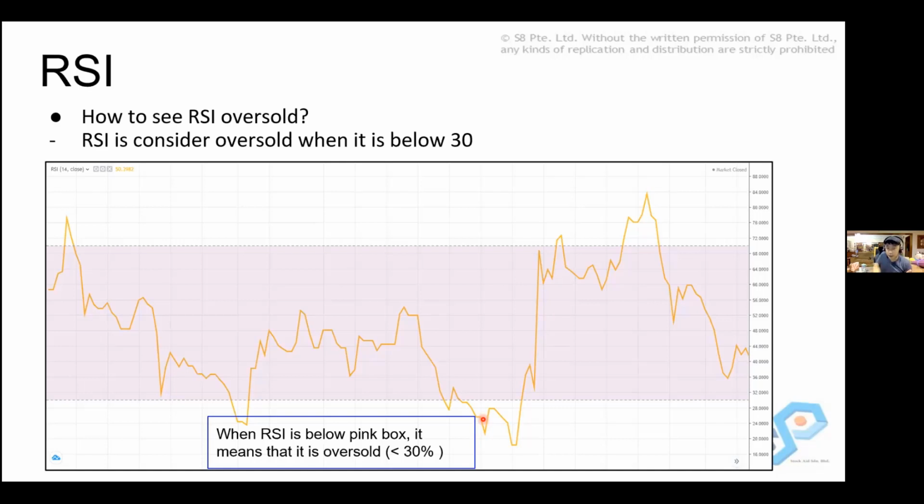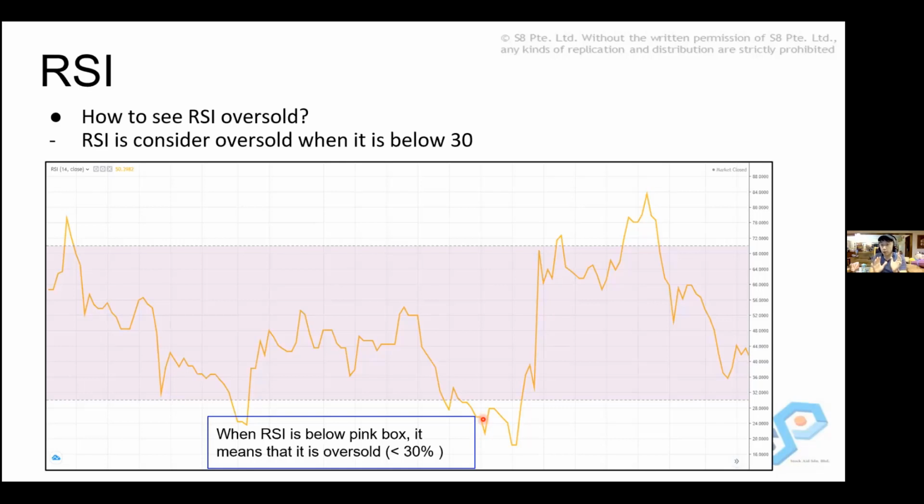And in a downtrend, you can always see oversold happening all the time. It doesn't mean that it will go up from here. It just means that it will stay oversold a long time before it finally gets back up, which is why I always say RSI, overbought and oversold, not effective at all.